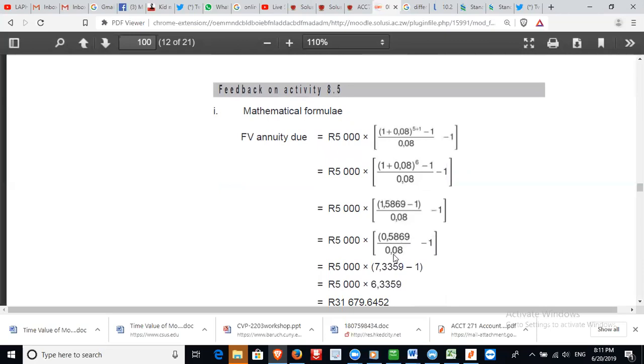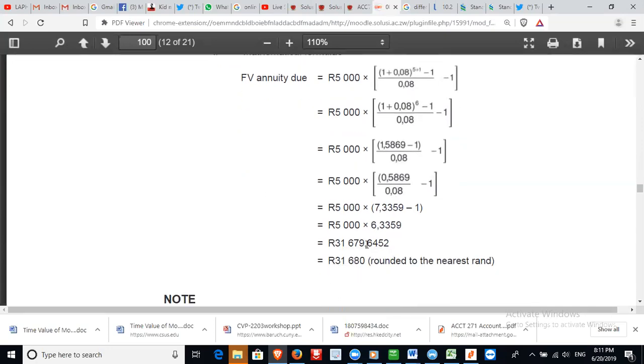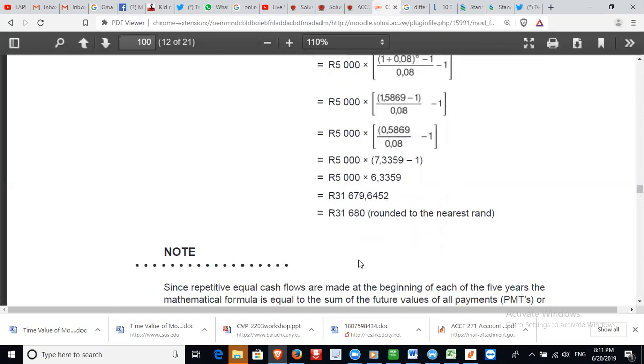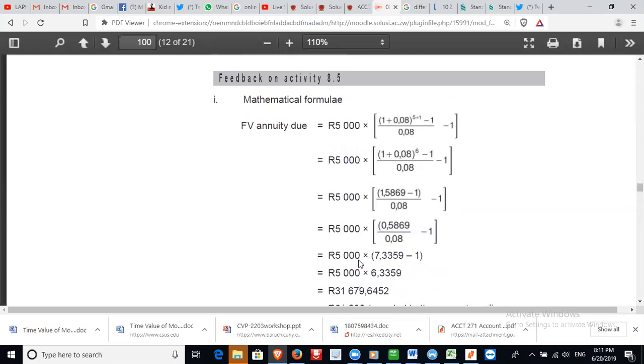0.5869 divided by 0.08 gives 7.3359. Minus 1, you get 6.3359, multiplied by 5,000. So the answer is going to be 31,679.65. Rounded to the nearest whole number, it is 31,680.